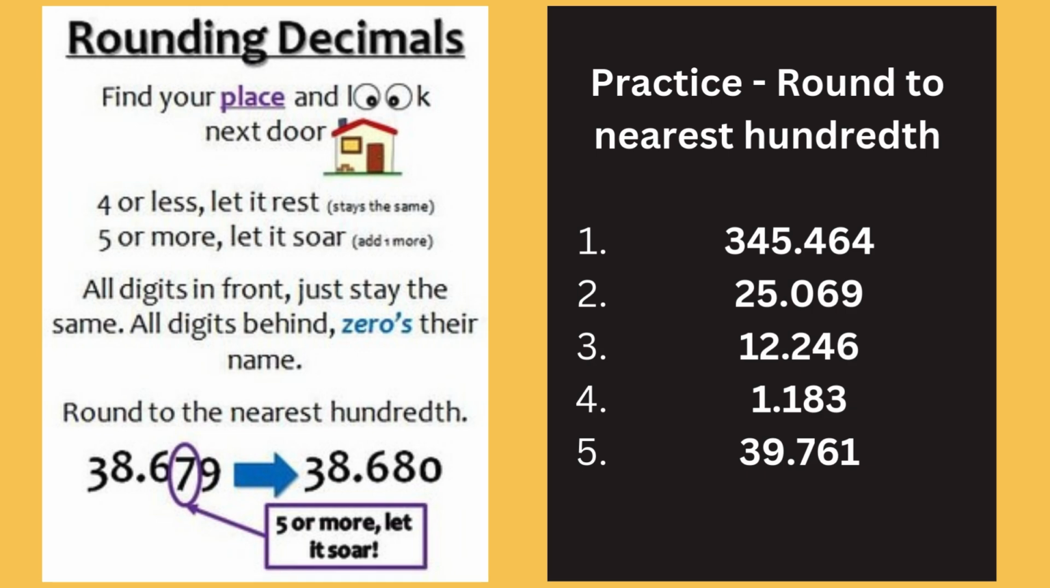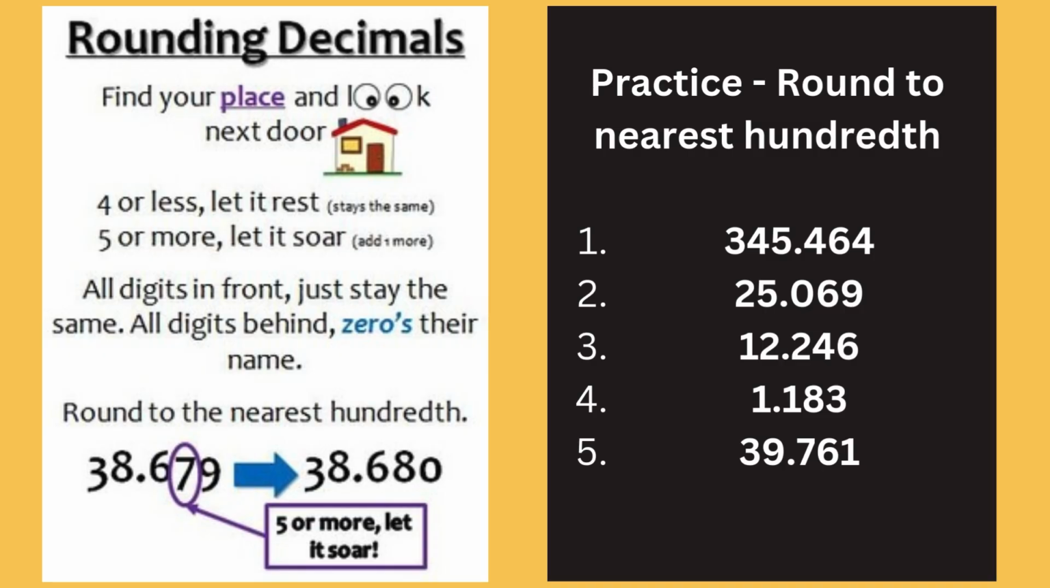The next number is 25.069. So the hundredths place is 6. I look to the next number, that's greater than 5, so the answer would be 25.07. Number 3, 12.246. My hundredths place is the 4. I'm looking at the number next to it, that's a 6, so I'm going to round this up to 12.25.